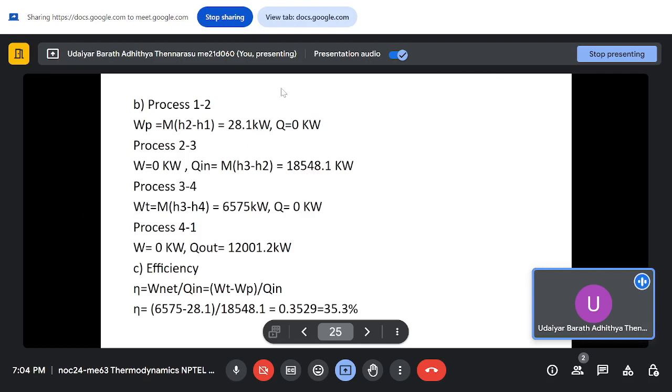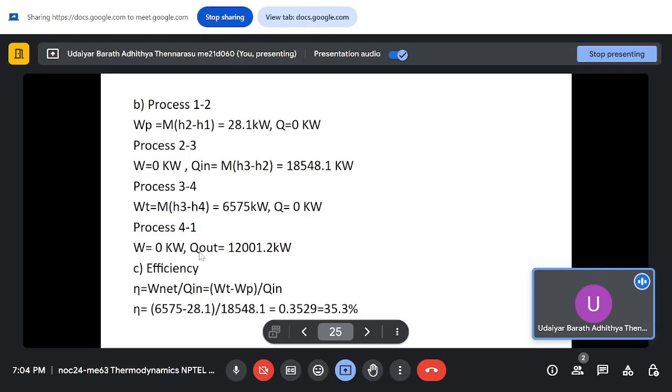And so if you see, the pump work is very negligible compared to the other works. And process 3-4 is your expansion process in the turbine, so m dot into (h3 minus h4) will come out to be 6575 kilowatt, which is the amount of work which is generated.